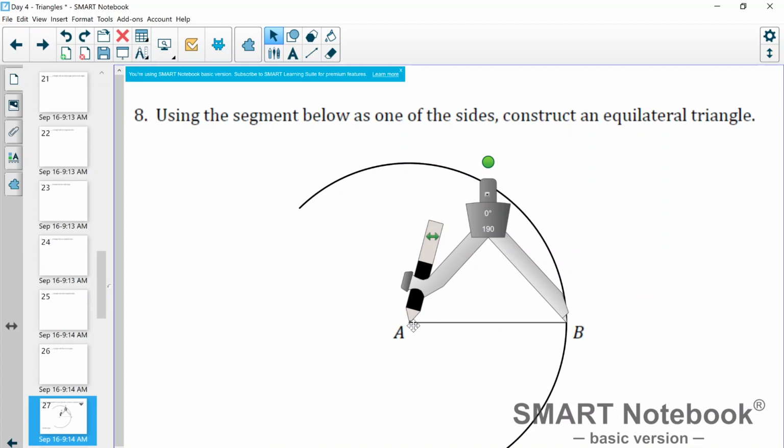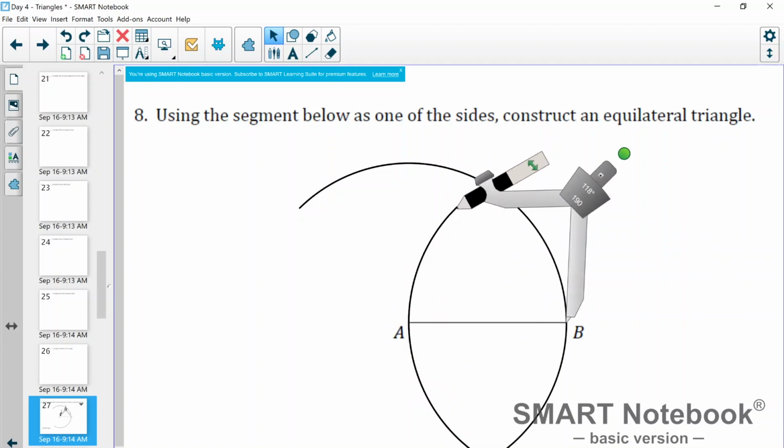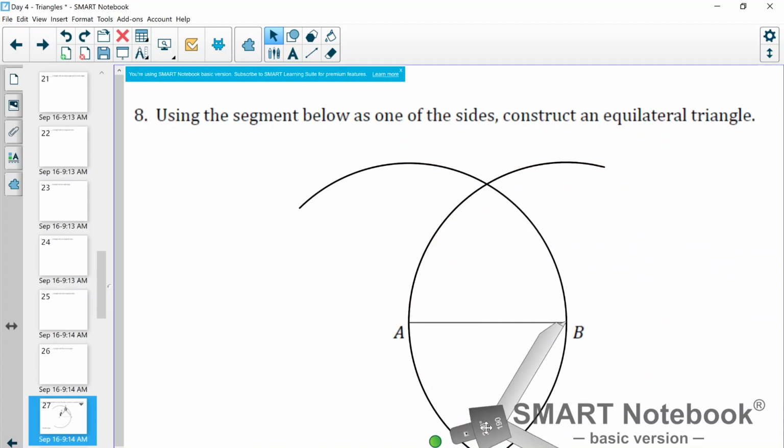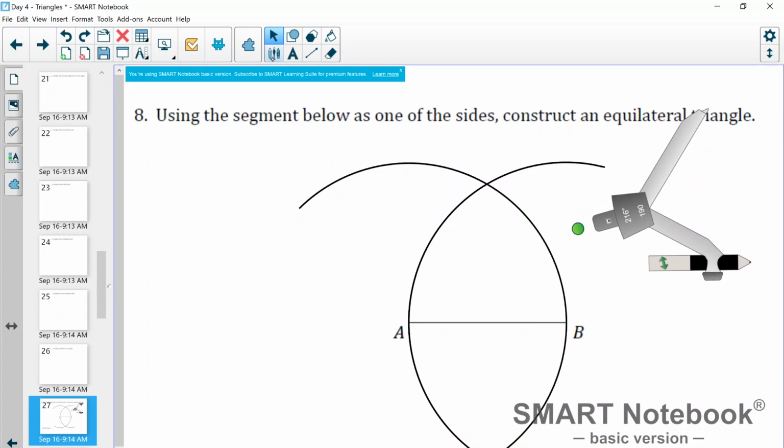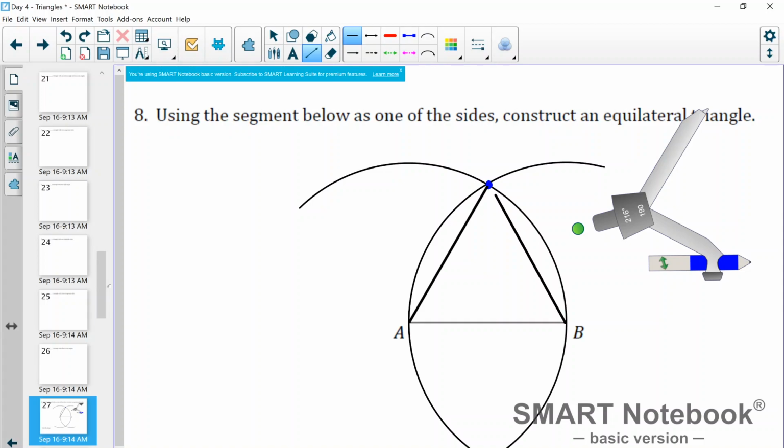So I started with the bullseye on point A and drew a circle around point A. Now we do the bullseye on point B and we draw a circle around point B, looking for points of intersection. What I will do is place a nice little point at the point of intersection, and I will use my ruler to draw from point A to the point of intersection and from point B to the point of intersection. I now have equilateral triangle AB, and we'll label that C. So triangle ABC is equilateral.